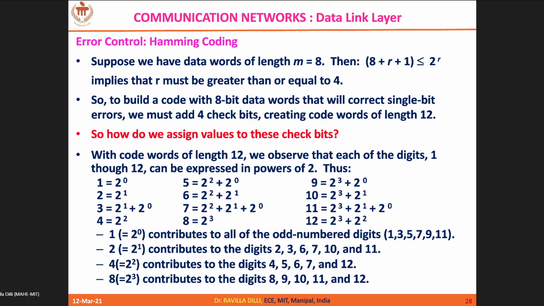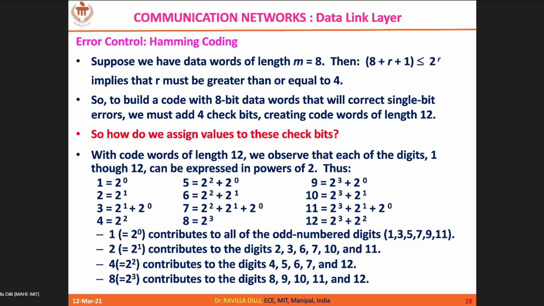So you try to represent these numbers in powers of 2. For instance, number 1 can be represented as 2 power 0, number 2 as 2 power 1, number 3 as 2 power 1 plus 2 power 0, number 4 as 2 power 2. Number 7 is 2 power 2 plus 2 power 1 plus 2 power 0, that is 4 plus 2 plus 1, 7. Like that, you represent these numbers in powers of 2.